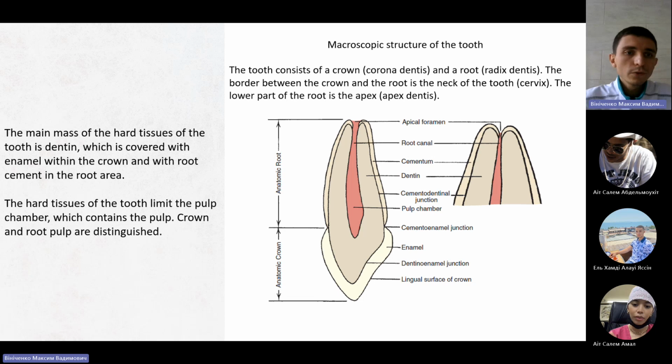The hard tissues of the tooth limit the pulp chamber which contains the pulp. Crown and root pulp are distinguished. So here we could see, we could make it bigger. So here is the anatomic root. Here is the anatomic crown. There is the apical foramen. From the apical foramen begins the root canal. Here is the cementodentinal junction between the cementum and dentine, and here is the pulp.